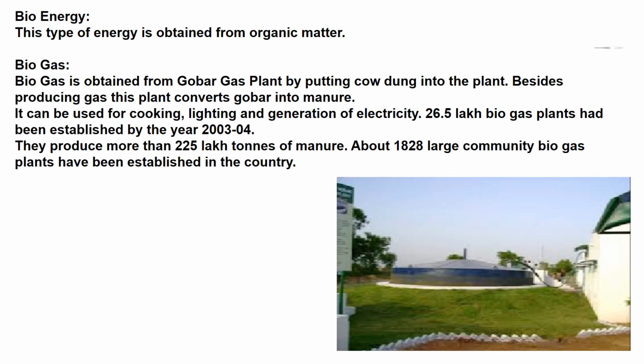The next comes bioenergy. This type of energy is obtained from organic matter. Biogas. Biogas is obtained from a gobar gas plant by putting cow dung into the plant. Besides producing gas, this plant converts gobar into manure. It can be used for cooking, lighting and generating electricity.